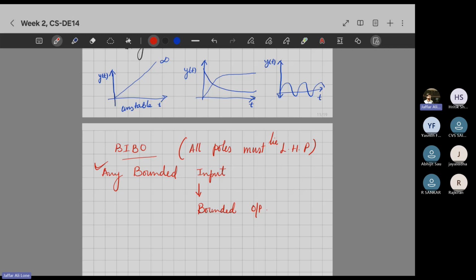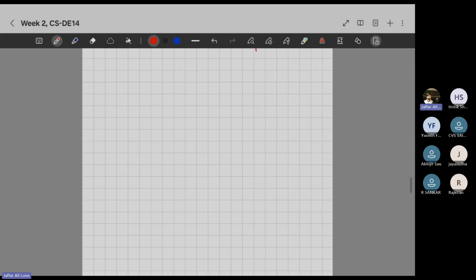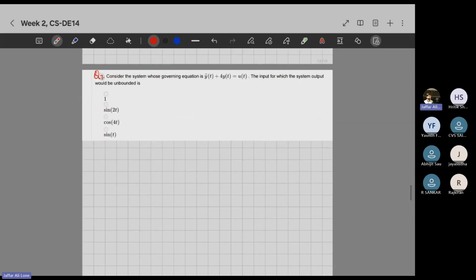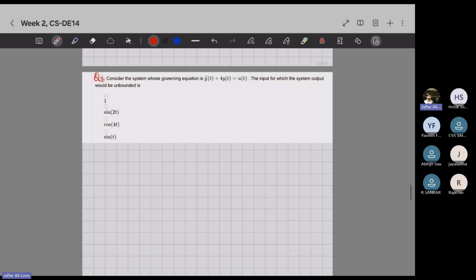You'll have to think about when the system can be bounded input, bounded output stable. In the following question that we'll be seeing, it will be more clear. Let's see this question, and the transfer function part will also be clear here.